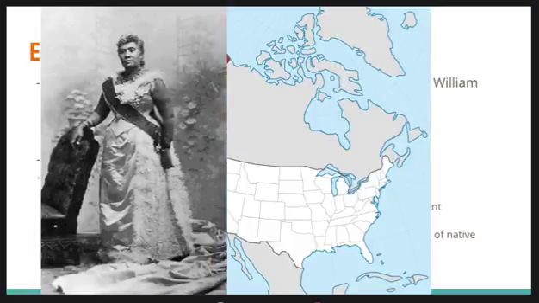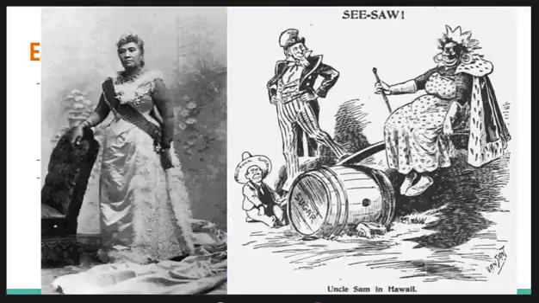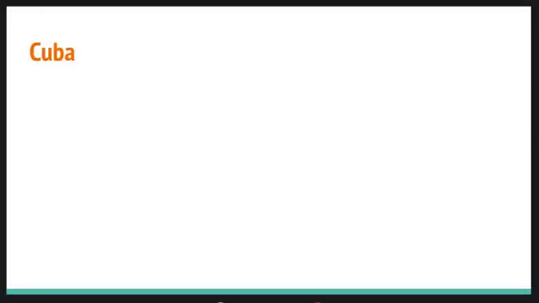Here's a picture of Queen Liliuokalani, the queen who was overthrown in Hawaii by those U.S. businesses. Now check out this cartoon that portrays Queen Liliuokalani. And notice how she's portrayed in the cartoon compared to how she actually was in real life. All right, let's take a look at Cuba now.